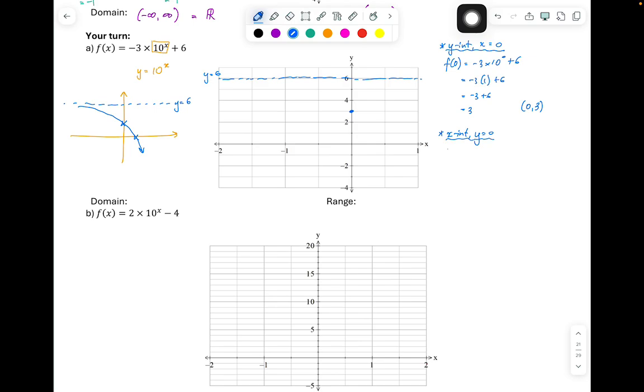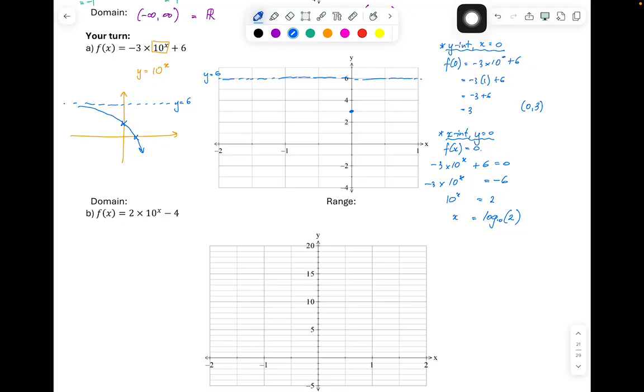And we also need to find our x-intercept as well. That's when y equals 0. So we have f of x equals 0. -3 times 10 to the power of x plus 6 equals 0. -3 times 10 to the power of x is equal to -6. 10 to the power of x is equal to 2 because we divide by -3. And x will be equal to log base 10 of 2. Now log base 10 of 2, that would be somewhere between 0 and 1.